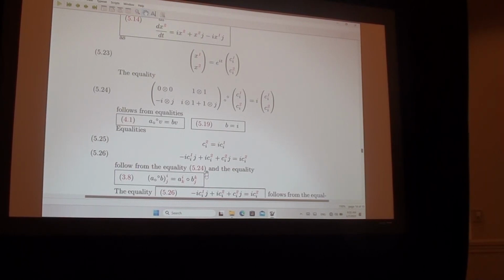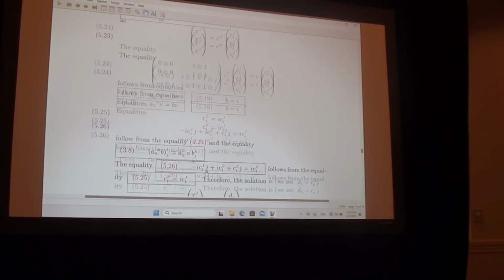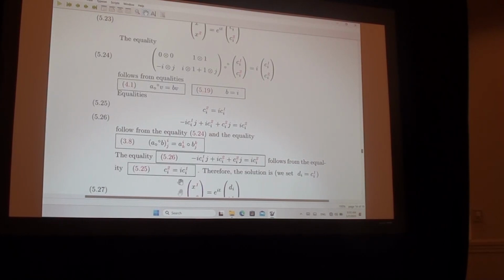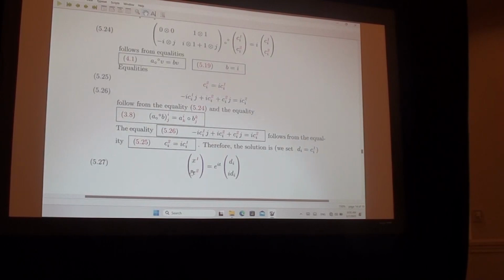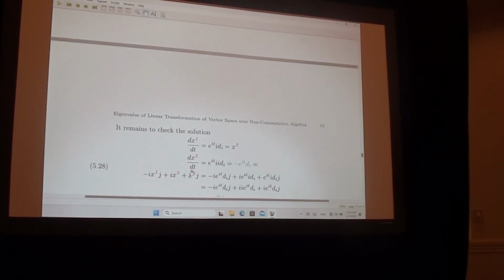That's the product of matrices. And equality 5.38 represents this product of matrices. Equality 5.26 follows from equality 5.25 because you see the second term cancels the right side and the rest of the terms are just equality 5.25. Therefore, the solution is 5.27, where you put i equals 1. It remains to check that this solution satisfies the system of differential equations.